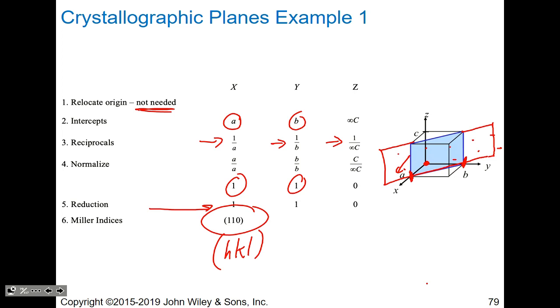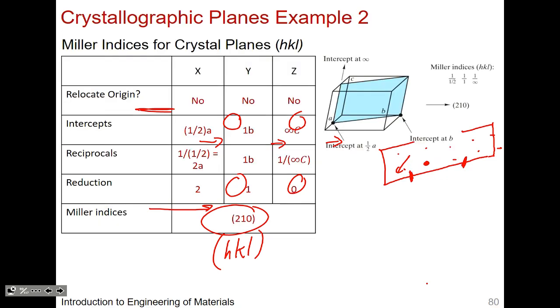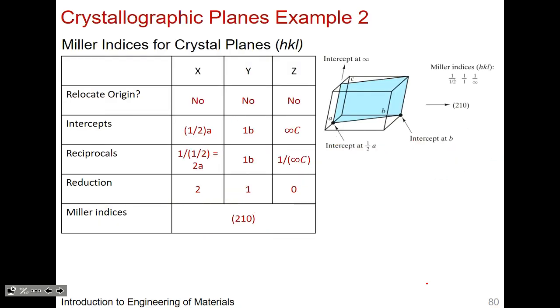So this is an easy example. Well, in the sense that it's just 1s and 0s. So let's do something that looks a little bit funkier. Once again, should we relocate the origin? If we pick the origin to be here by convention, no, this plane does not intersect 0, 0, 0. We don't have to move your origin in any way.